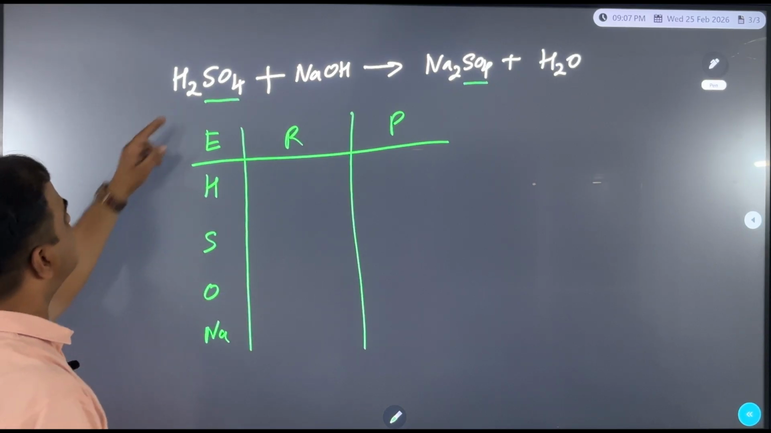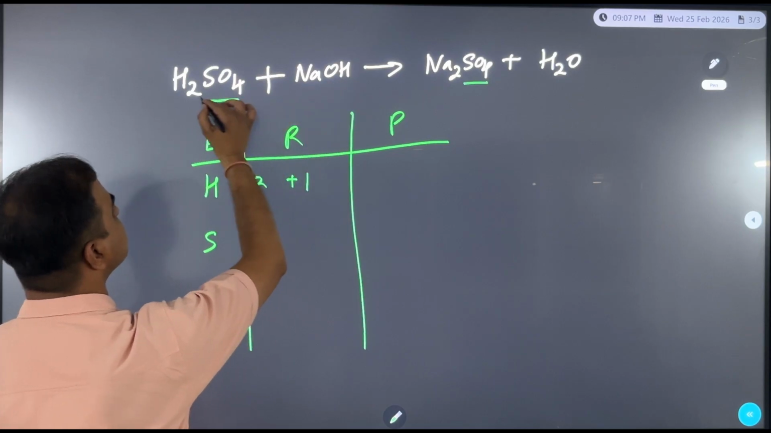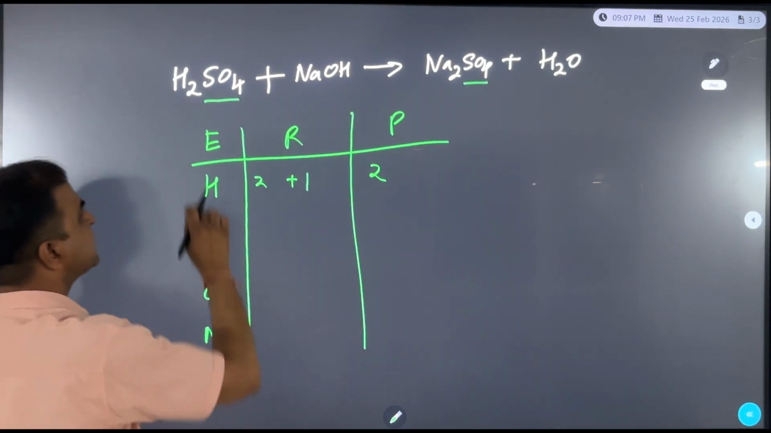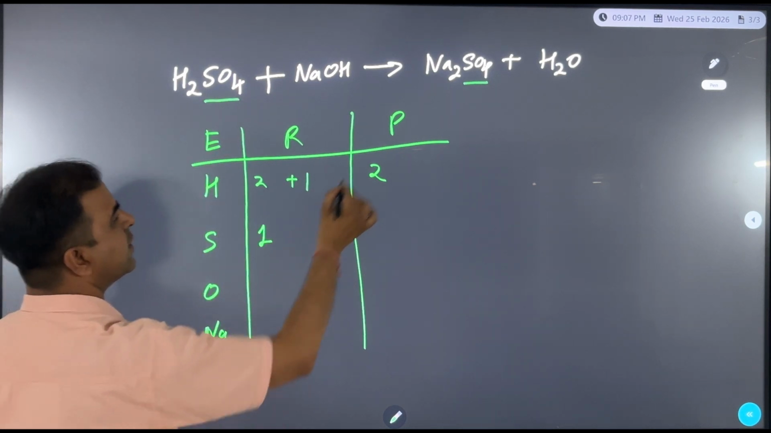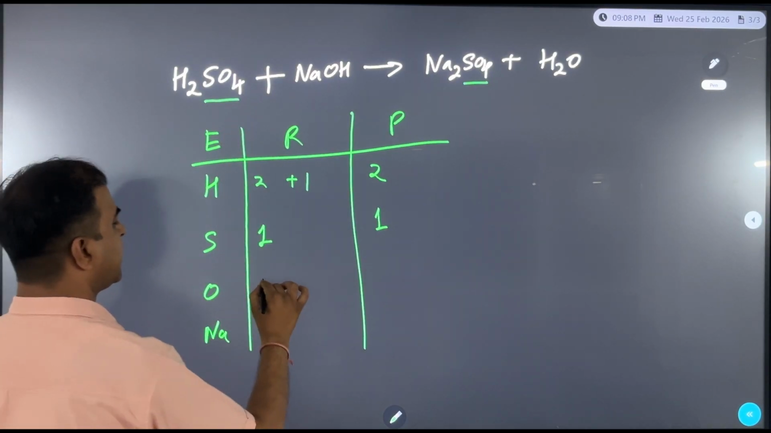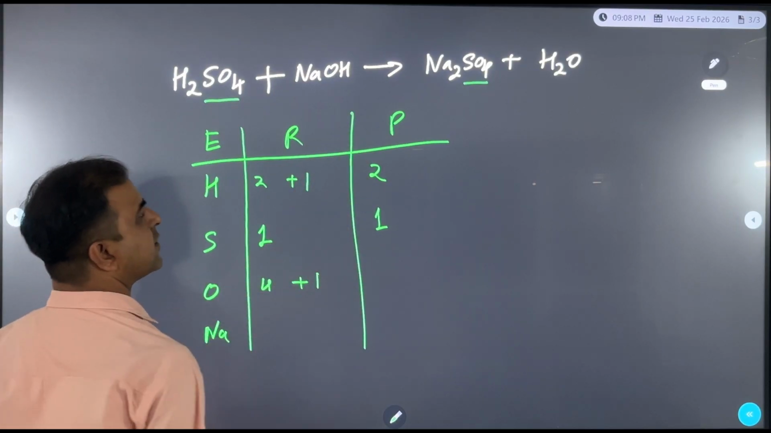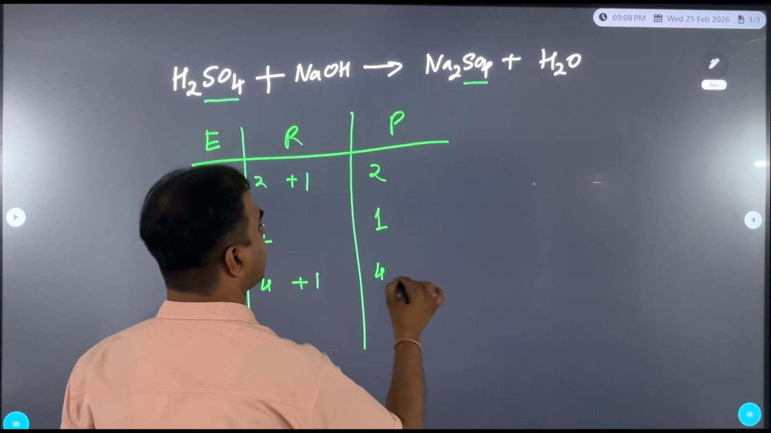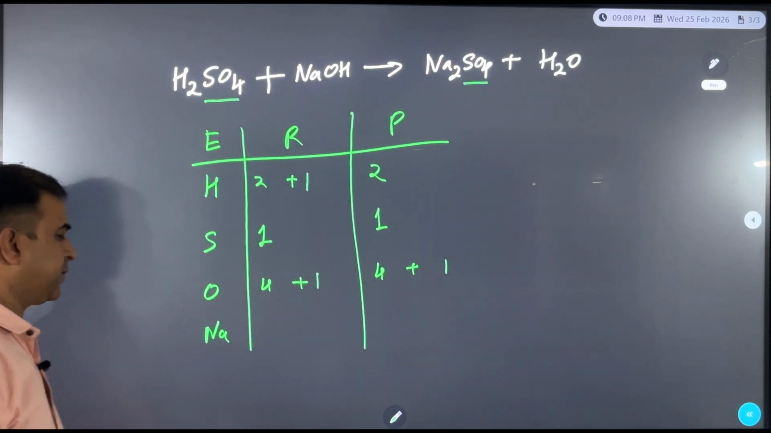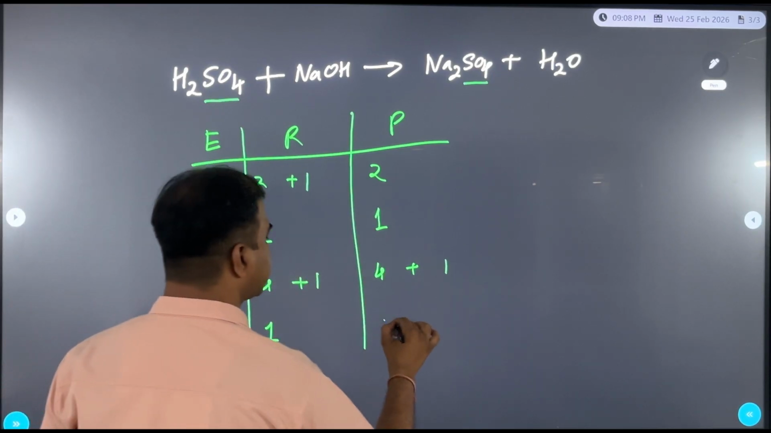So, how many hydrogens are there? You will write here 2 plus 1. You can see 1 hydrogen, 2 hydrogen. On product side, how many hydrogens are there? 2. Sulfur is how many? 1. Over there, sulfur is 1. Oxygen is how many here? It is 4 plus 1. 4 here, 1 is here. There also 4 plus 1. 4 here, 1 with water. Sodium, if you see, it is 1 on this side, over there it is 2.